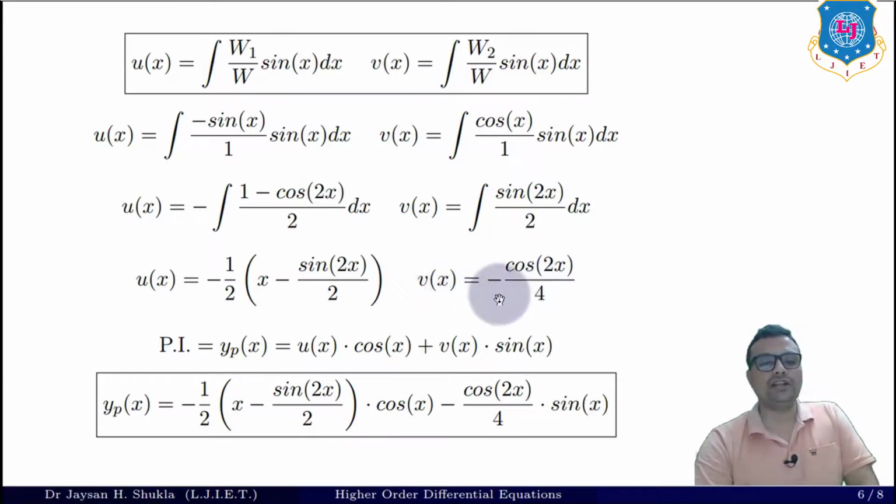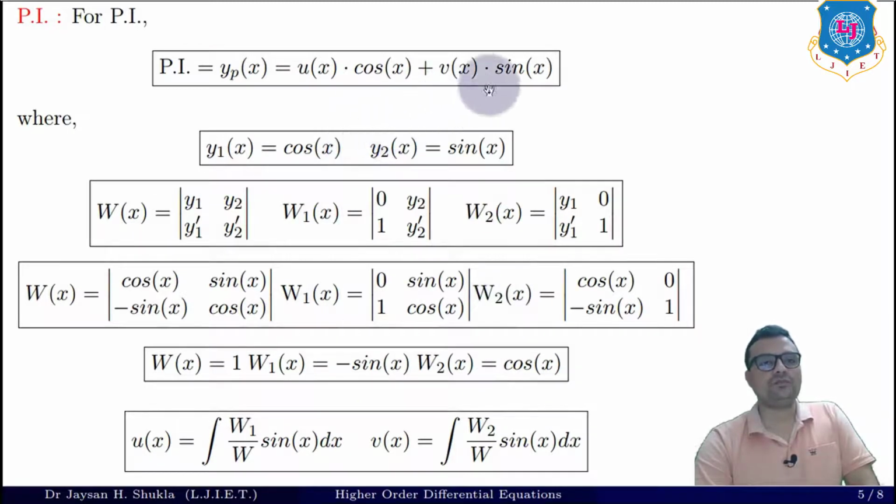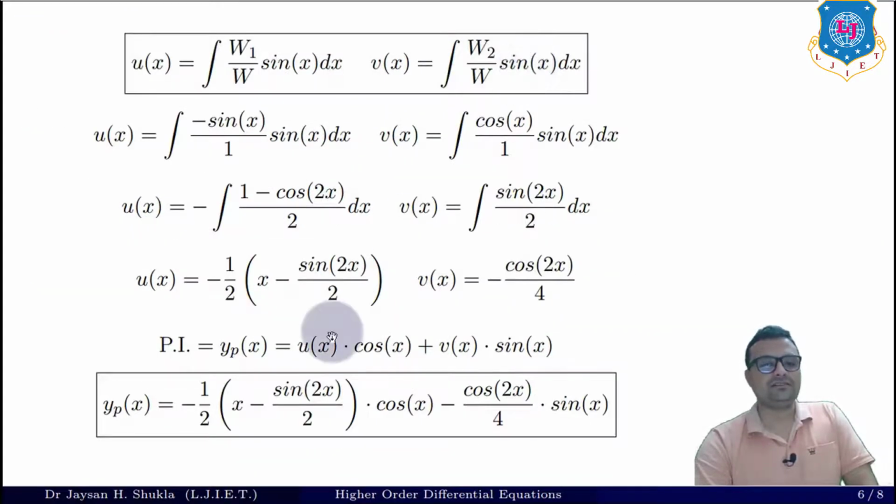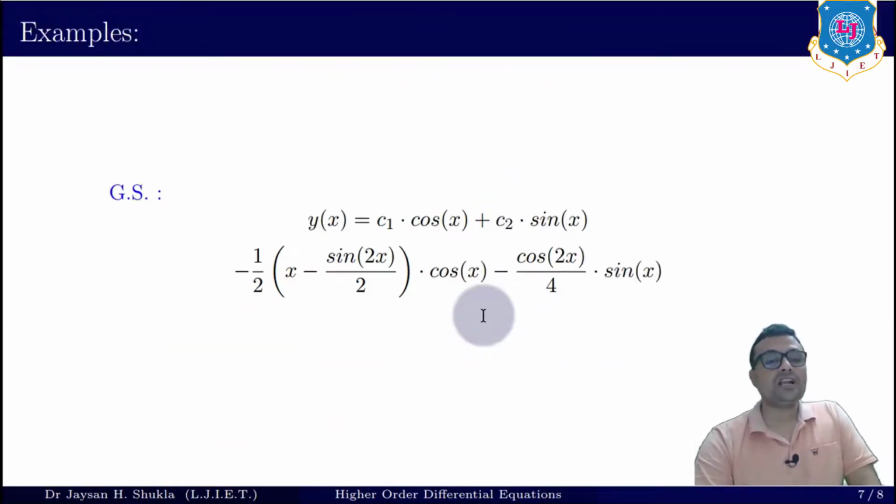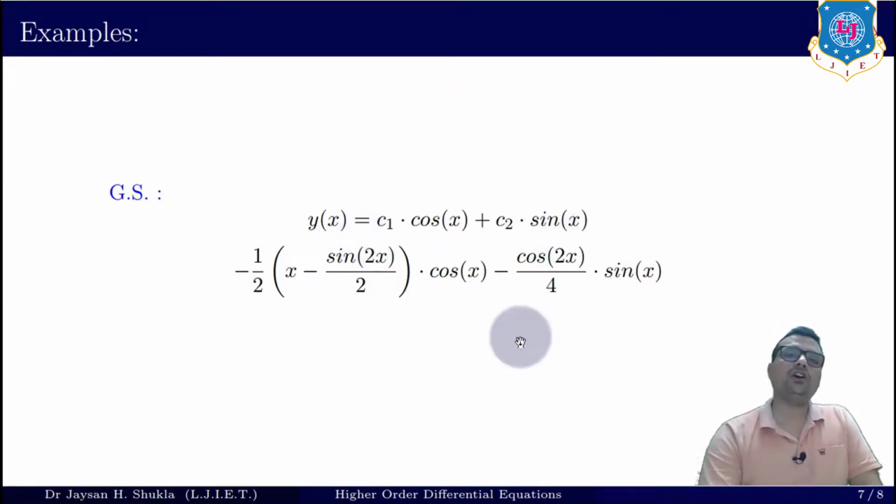Taking these values of u and v into our first step of the particular integral gives me the final answer: y_p equals minus 1 by 2 in brackets x minus sin 2x by 2, into cos x, minus cos 2x by 4 into sin x. This is nothing but the value of the particular integral using the method of variation of parameters. Combining it with yc will give me the final solution. This is how you can find the general solution of a second order differential equation using the method of variation of parameters.